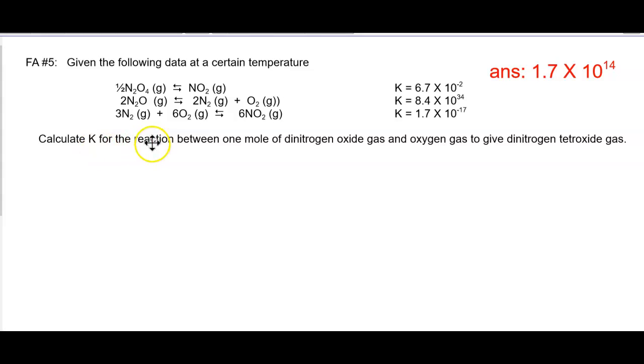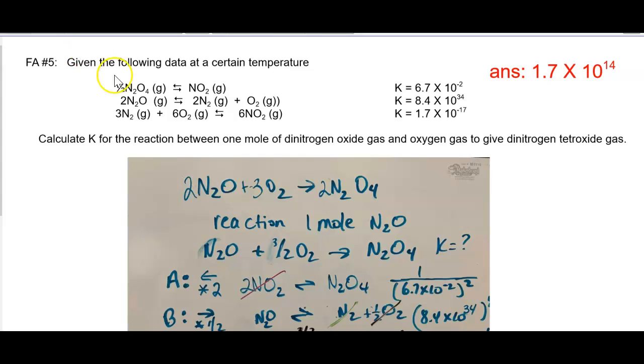It says calculate K for the reaction between 1 mole of dinitrogen oxide gas and oxygen gas to give dinitrogen tetraoxide. So this is my dinitrogen monoxide, or oxide, plus oxygen going to dinitrogen tetraoxide.